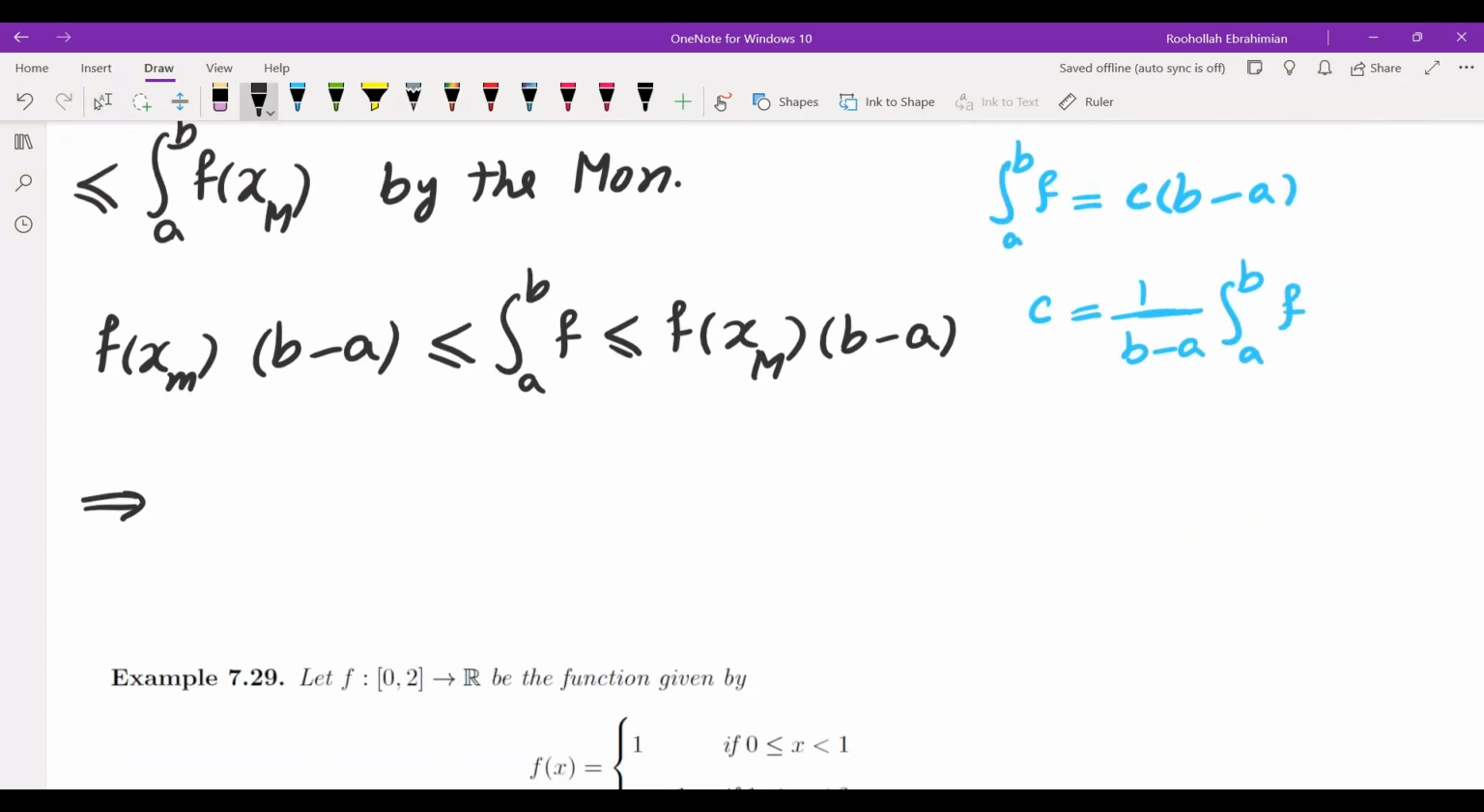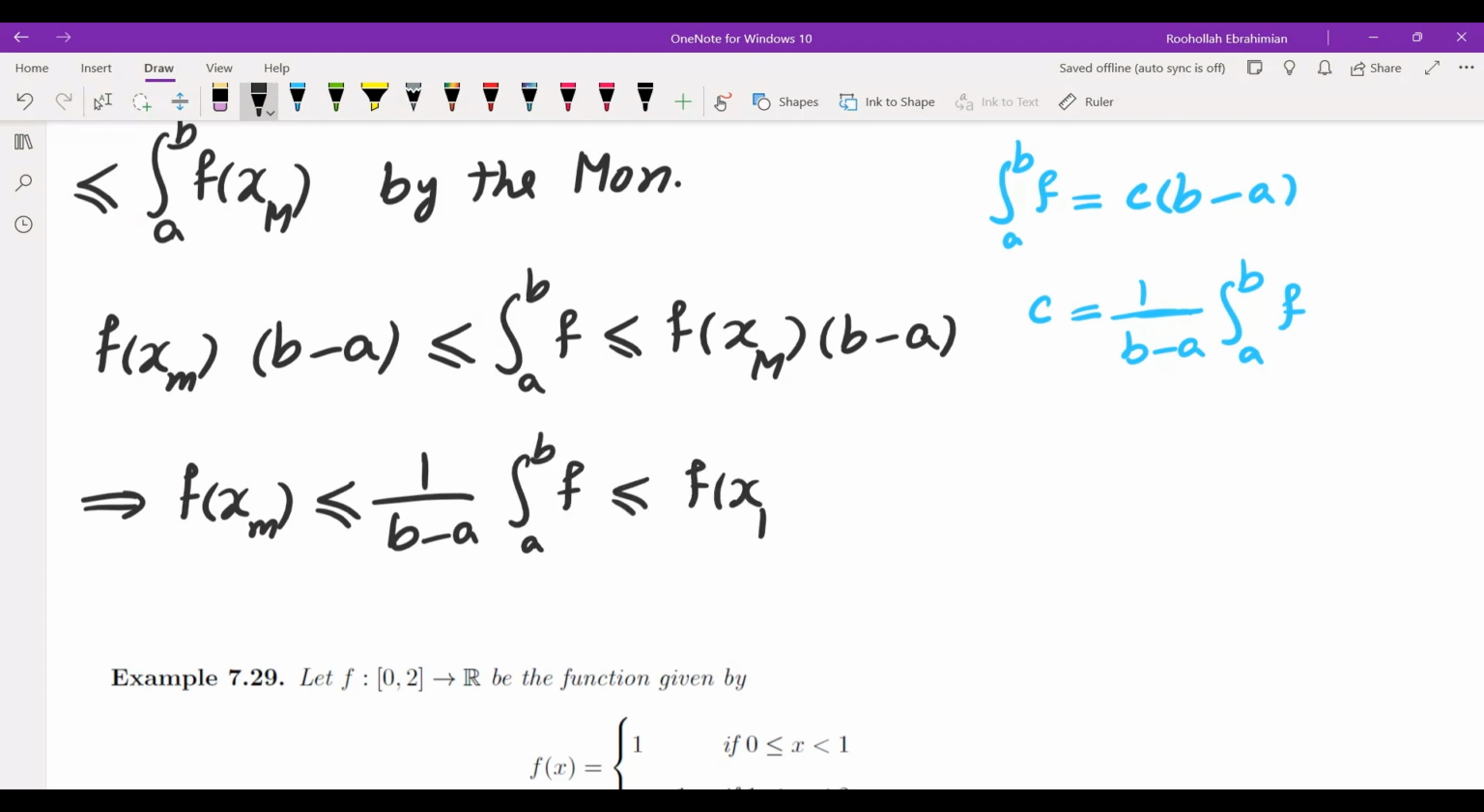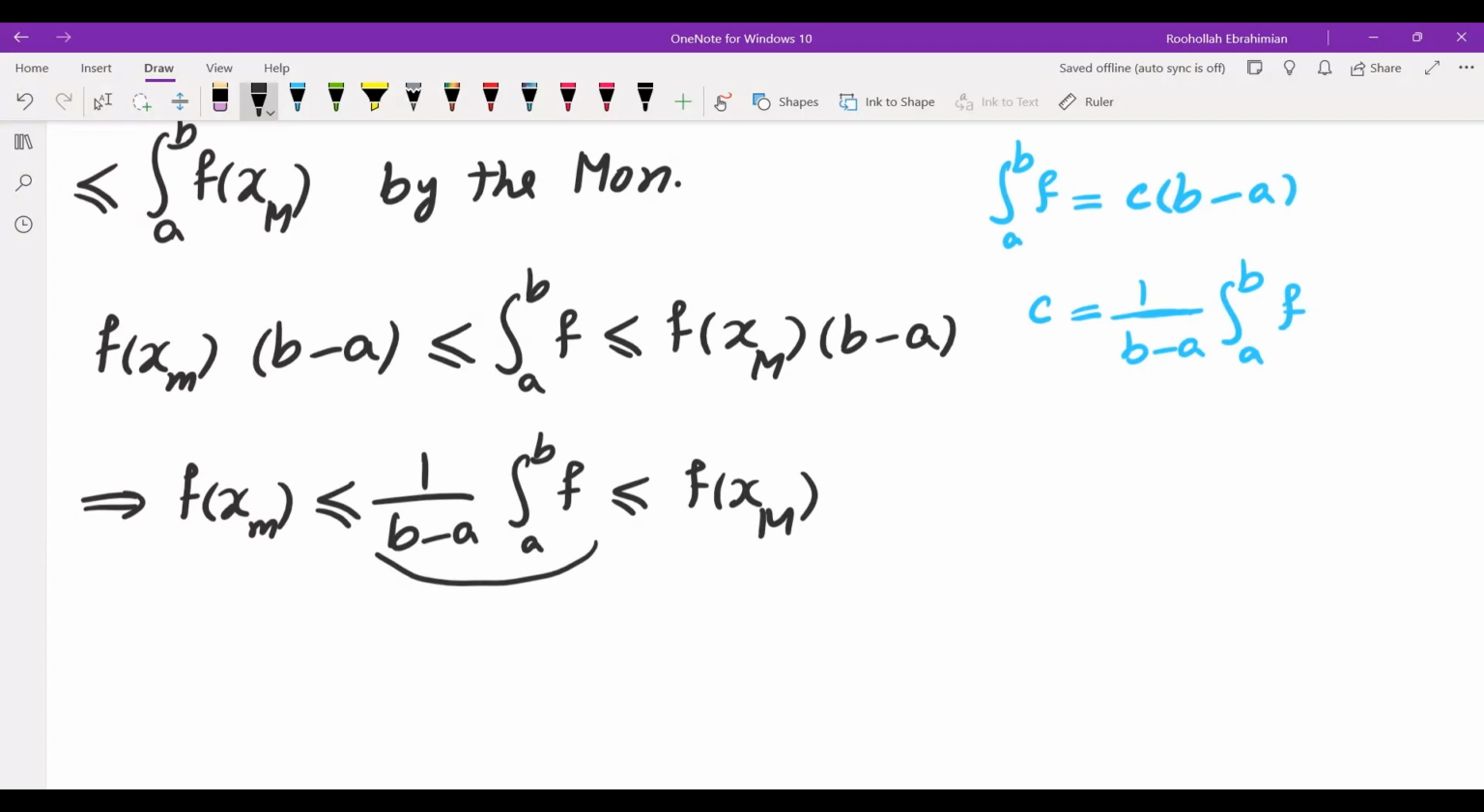We are going to divide all sides by b minus a. We get f(x_m) less than or equal to 1 over (b minus a) times the integral from a to b of f, which is less than or equal to f(x_M). So that means the value 1 over (b minus a) times the integral of f from a to b is between two functional values.